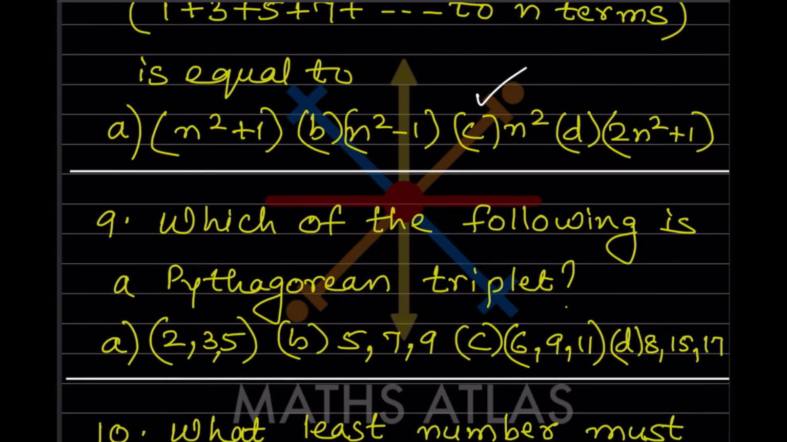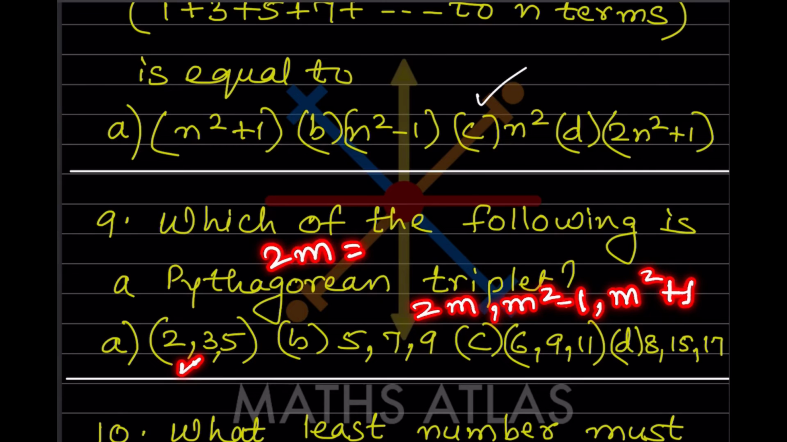Now which of the following is a Pythagorean triplet? For the Pythagorean triplet, for every natural number m greater than 1, you should have 2m, m square minus 1 and m square plus 1. Now consider the first number. Suppose we take A as the option. We are going to consider 2m as 2. So m is going to be 2 divided by 2, that is 1.